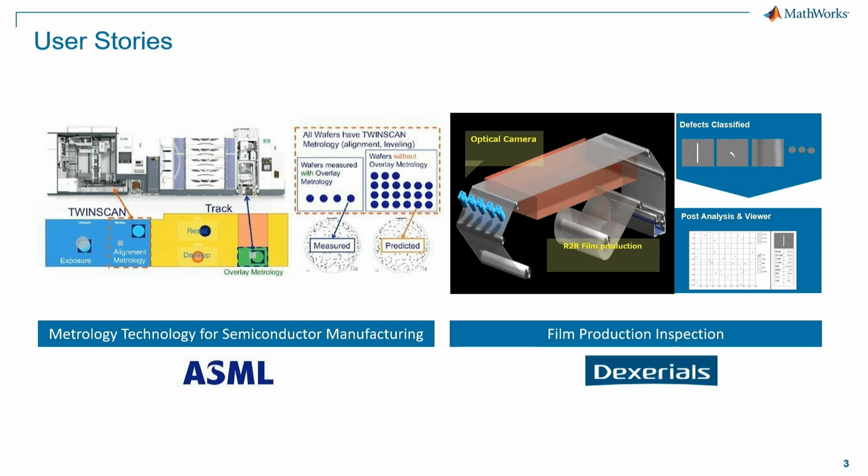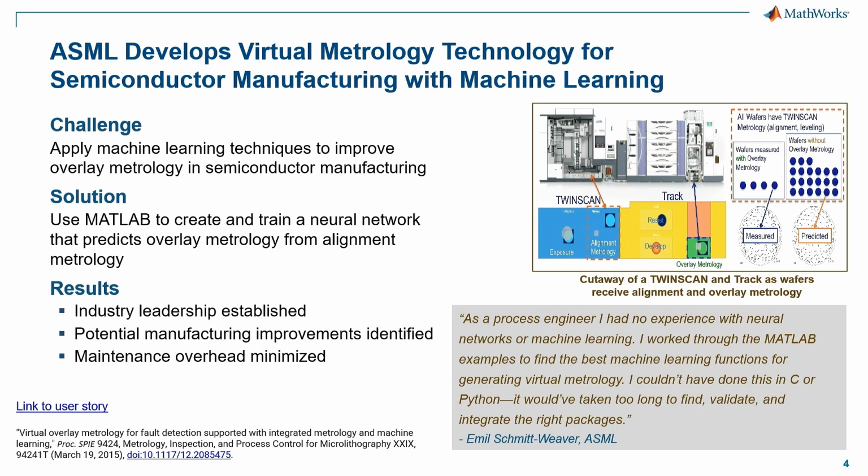The first example is from ASML, a well-known semiconductor equipment manufacturer. They use virtual metrology technology for semiconductor manufacturing using machine learning. In nanofabrication, photolithography is the fundamental patterning step to control the size of the microchip. They used MATLAB to create and train a neural network that predicts the overlay metrology from alignment metrology.